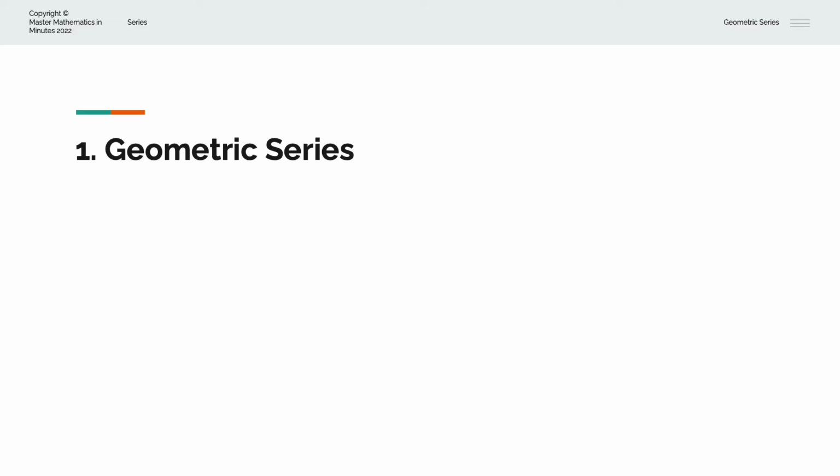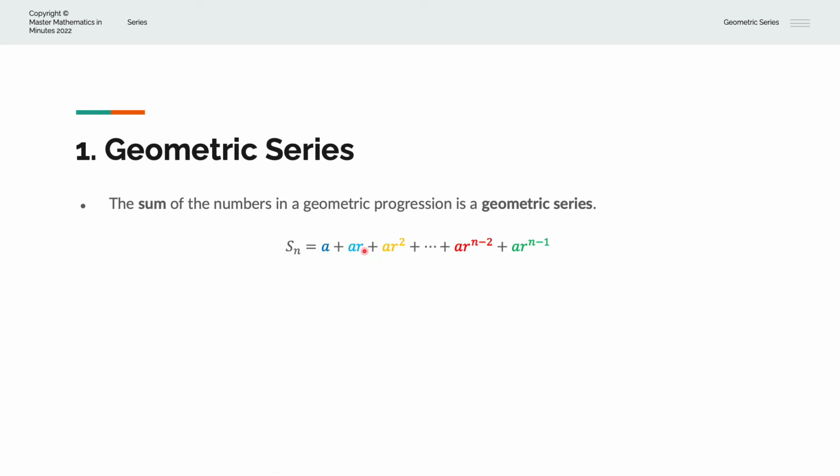So what is a geometric series? A geometric series is the sum of the numbers in a geometric progression. With a as the first term, a times r as the second term, and the last term is a times r to the power of n minus 1, we add all these terms together and denote that as Sn, because we're summing across the first n terms. And that is a geometric series.